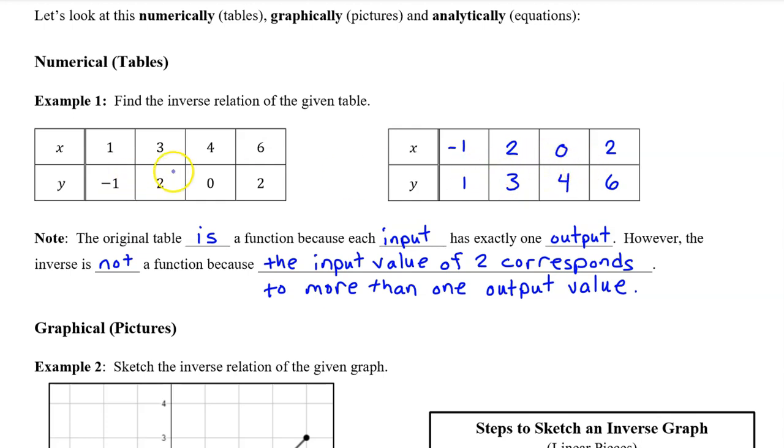Notice that the original table is a function because each input value corresponds to exactly one output value. On the other hand, the inverse relation is not a function because the input value of 2 corresponds to two different output values, 3 and 6.